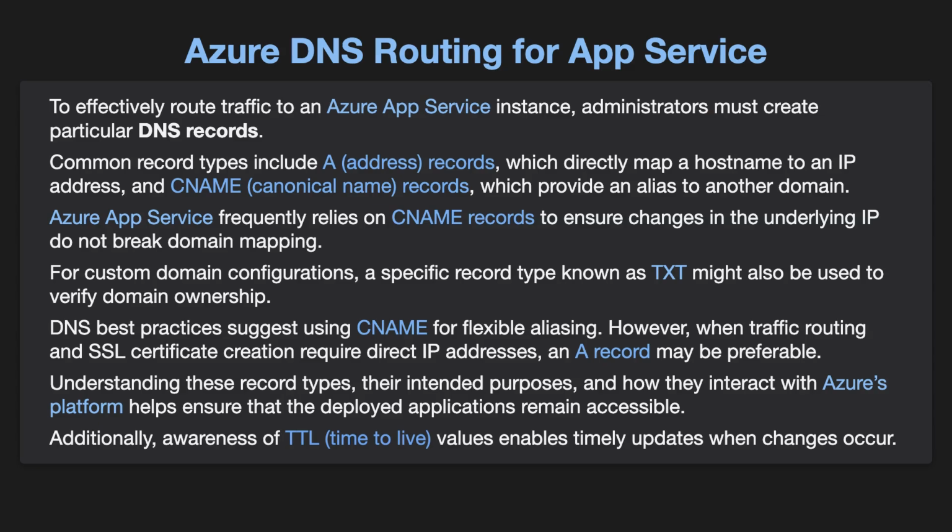However, when traffic routing and SSL certificate creation require direct IP addresses, an A record may be preferable. Understanding these record types, their intended purposes, and how they interact with Azure's platform helps ensure that the deployed applications remain accessible. Additionally, awareness of TTL, time to live, values enables timely updates when changes occur.